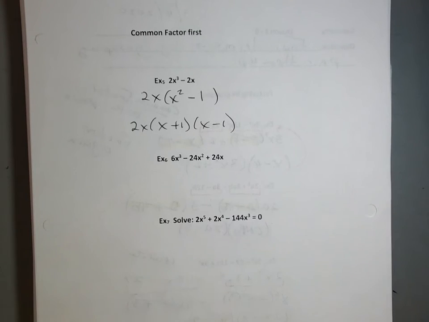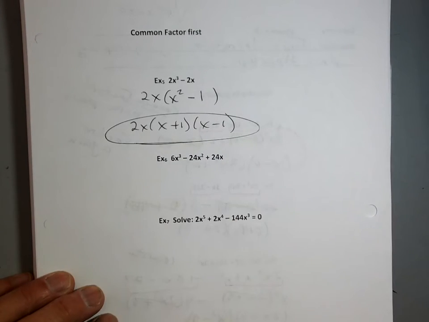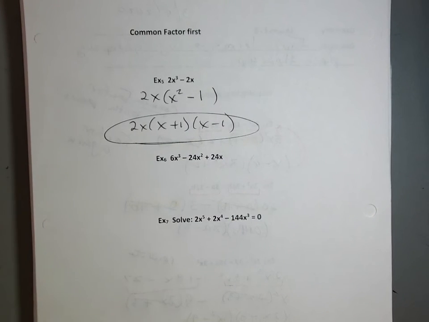But there's no equal sign, so I'm done, right? I'm done. Oh, that's it? That's it. There's no equal sign, so it's just factor. Oh, because we're not solving, we're just factoring. Correct. Okay, how about example 6?